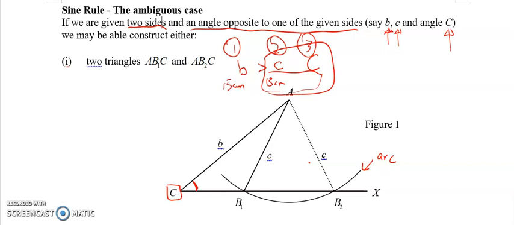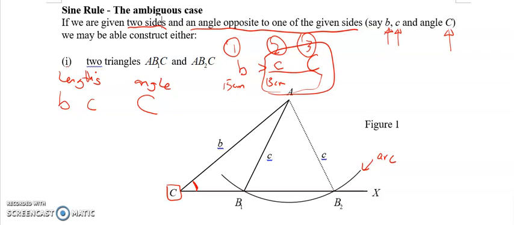If you do not understand, I would suggest you replay this part and try to catch the idea again. So let's look at this kind of situation. Let's say a question gives us the length of b, the length of c, and then the angle C. Now we understand there are two triangles that can be formed.